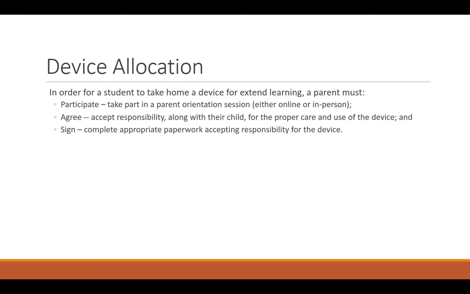In order for a student to take home a device to extend their learning, parents must do three things. First, they must participate. They have to participate in one of the parent sessions, whether it's this online session or done in person. They must agree. They must accept responsibility along with their child for the proper care and use of the device, and they must sign. They must sign and complete appropriate paperwork, accepting responsibility for the device.